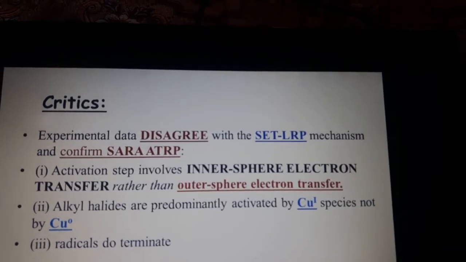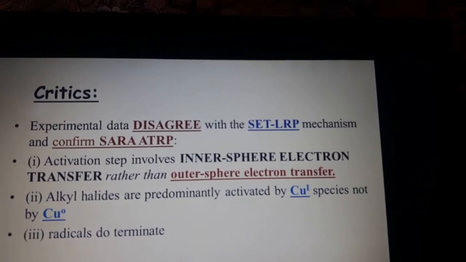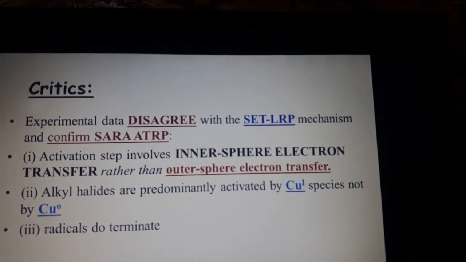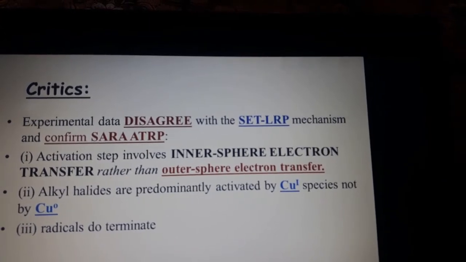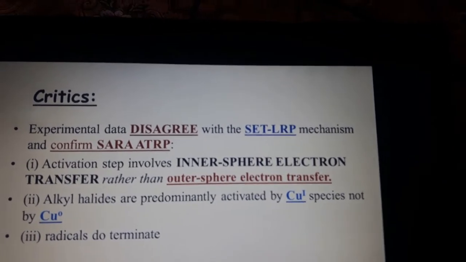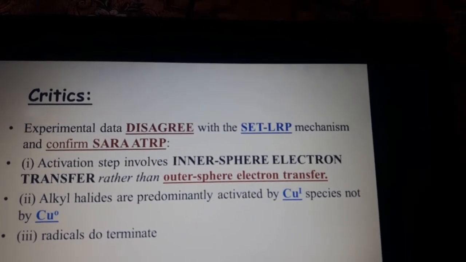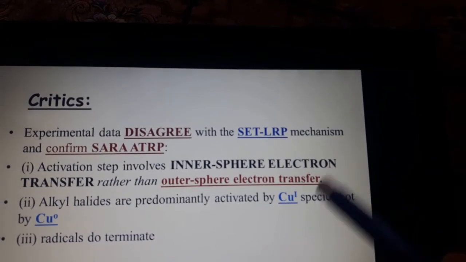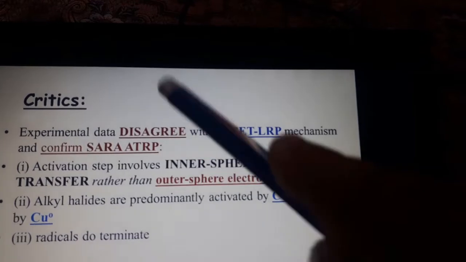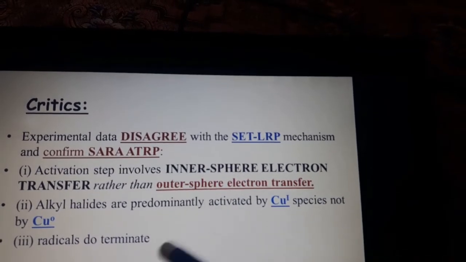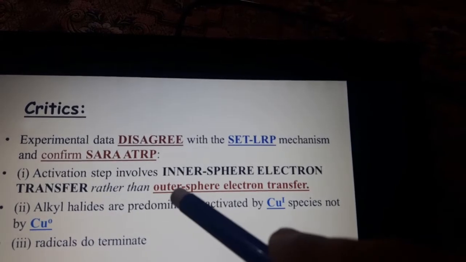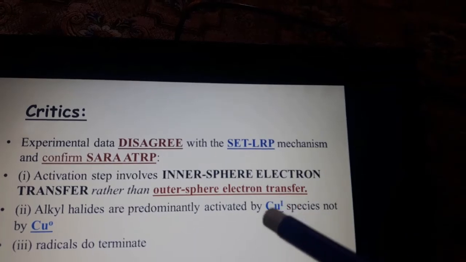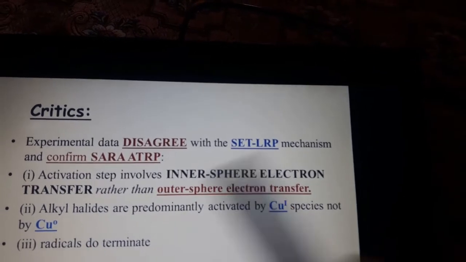So the conclusion is that the activation step involves inner sphere electron transfer, that is, the activation by copper in the plus 1 oxidation state, rather than outer sphere electron transfer. That outer sphere electron transfer I have already shown at the extreme end, that was the copper in the 0 oxidation state and the plus 2 oxidation state. So the inner sphere is just inside the reaction intermediate, that is plus 1 oxidation state, and alkyl halide is predominantly activated by copper species in plus 1 oxidation state and not by copper in 0 oxidation state. So this is the conclusion.